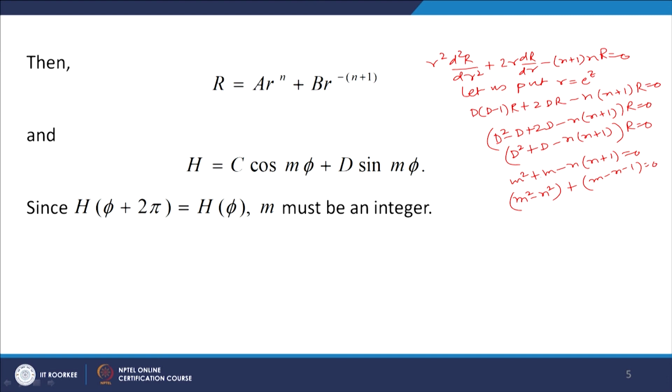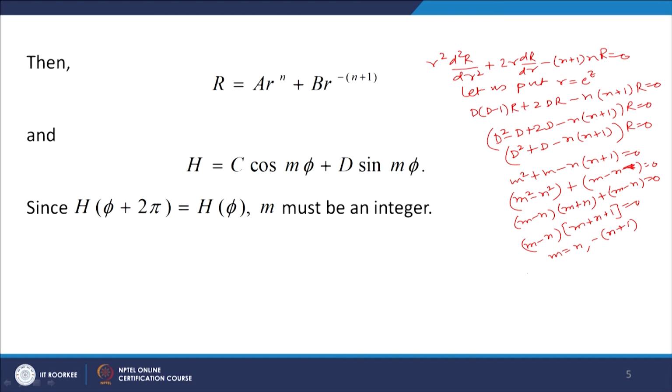Now, m square minus n square, and then only m minus n is left. Okay. So, this is m minus n into m plus n, and we have m minus n here. So, taking m minus n common, we get m plus n plus 1. Okay. So, there are two roots of the auxiliary equation, m equal to n and minus n plus 1.